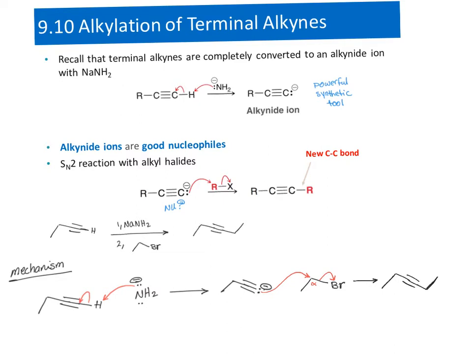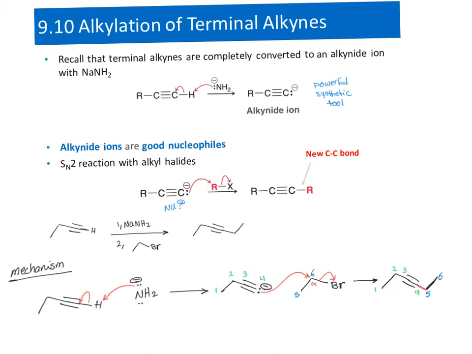Now, in order to not miss the carbons, I suggest you number all the carbons. This is carbon 1, 2, 3, 4. So this is 1, 2, 3, 4. And then alkyl halide has 2 carbons. So this is carbon 5 and 6. And this is the new bond between carbon 4 and carbon 5.